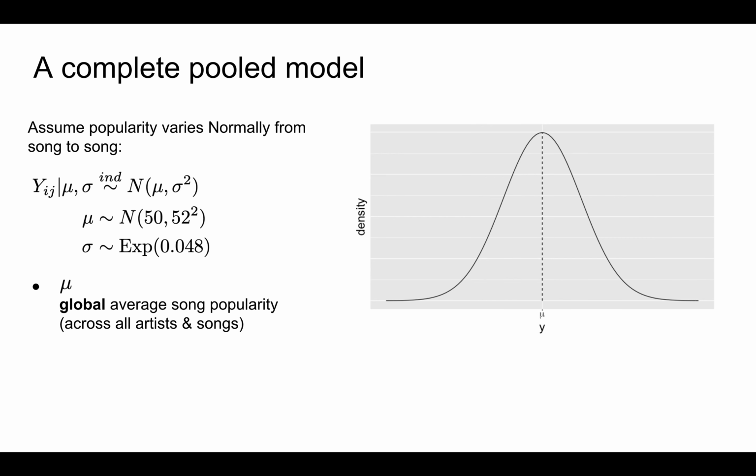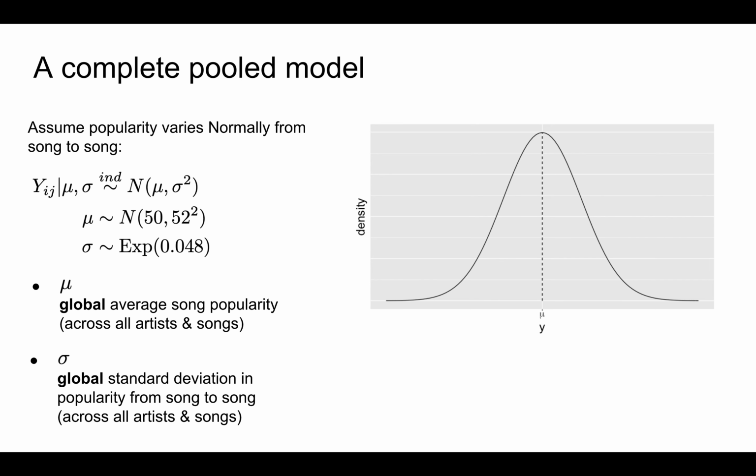In this model, mu represents the global average song popularity, where global means the average popularity across all songs and all artists. Further, sigma describes the global standard deviation in popularity. That is, it describes how variable popularity is from song to song, again across all artists and all songs.